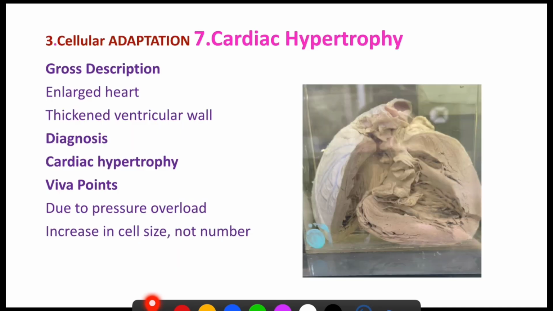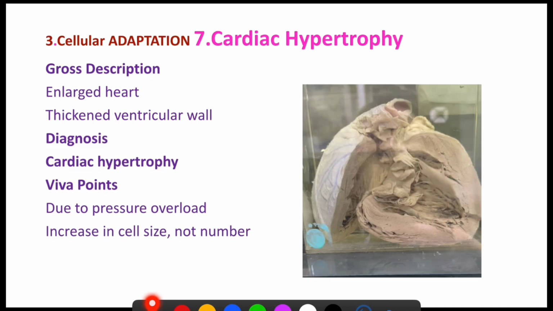If we see cellular adaptation, the most common example is cardiac hypertrophy. So here in this specimen, a heart already cut open, you can identify ventricular wall hypertrophy and there is a dilated chamber also. So this is a hypertrophied heart, enlarged heart, thickened ventricular wall.